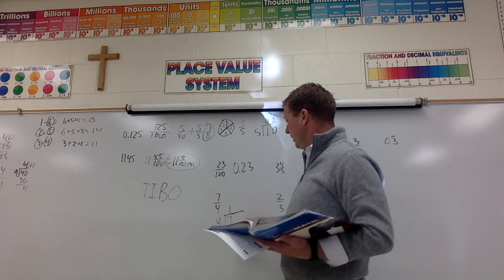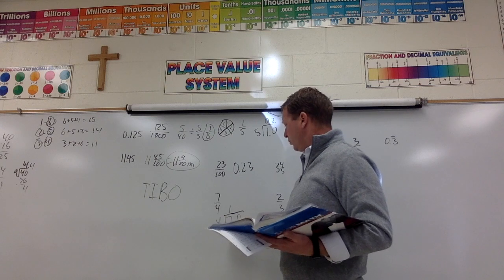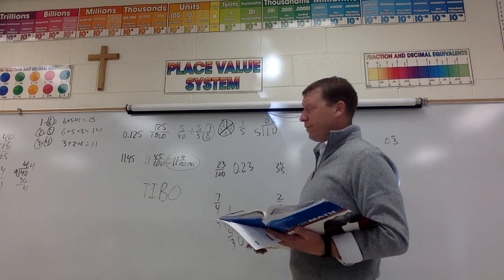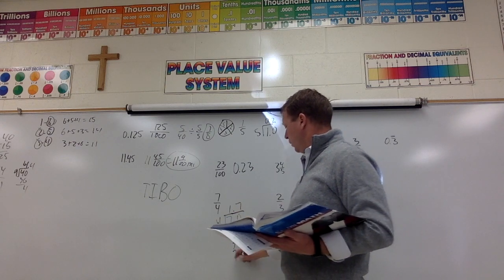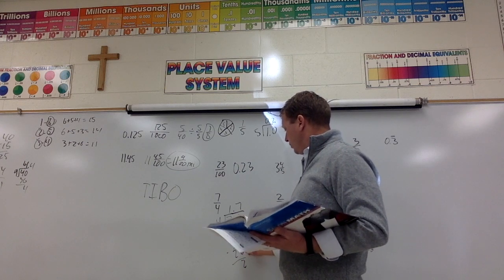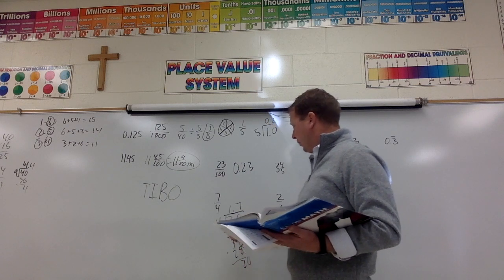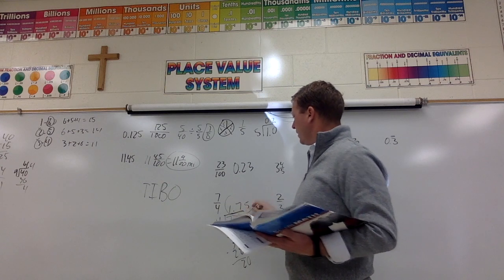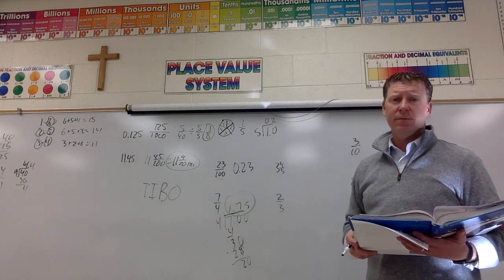Add a decimal, add a 0. That's 4, subtract, 3, bring down that 0. 4 into 30, 7, 28, subtract, 2, add a 0, bring it down. 4 into 20, it's 1.75.